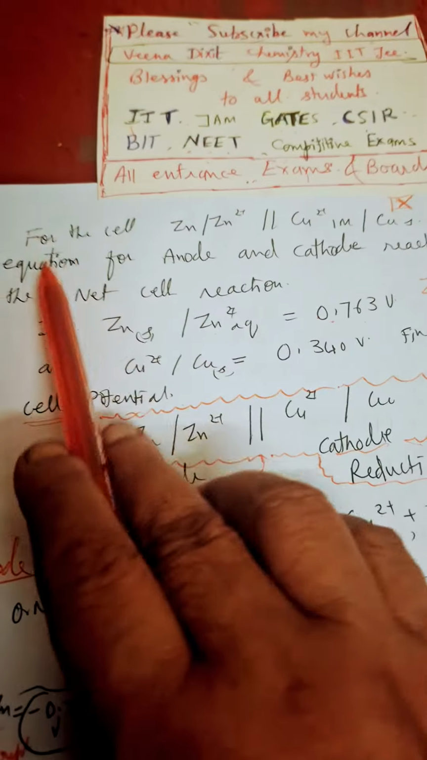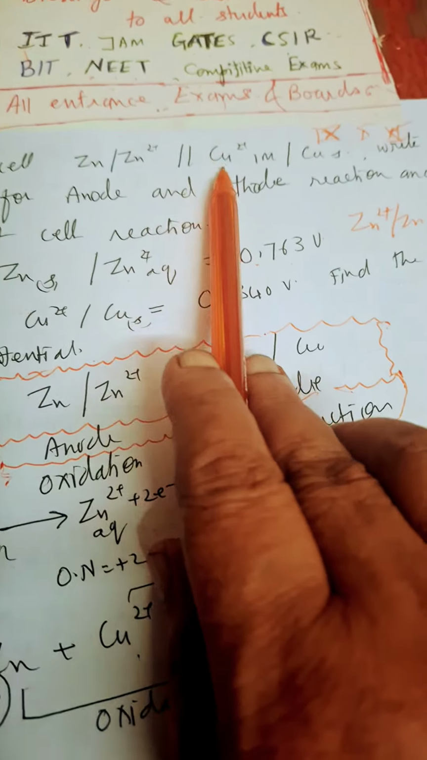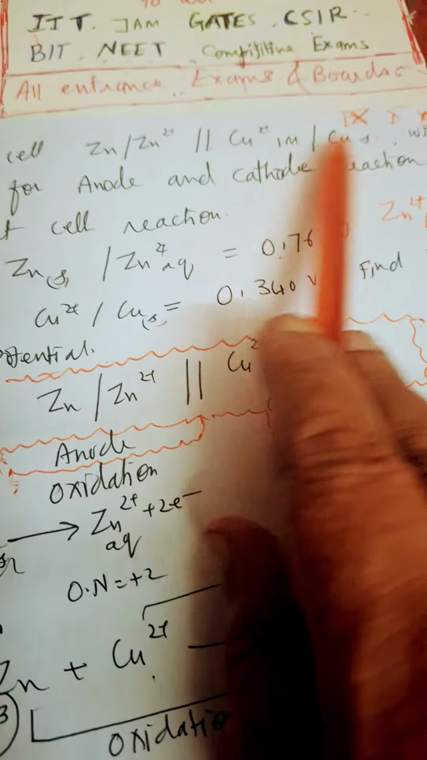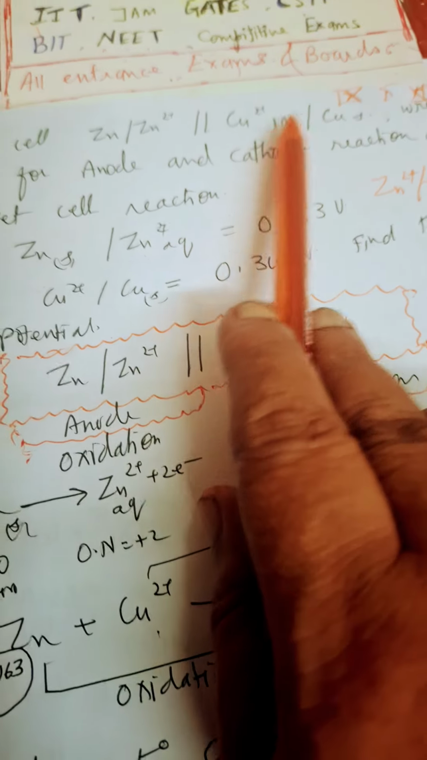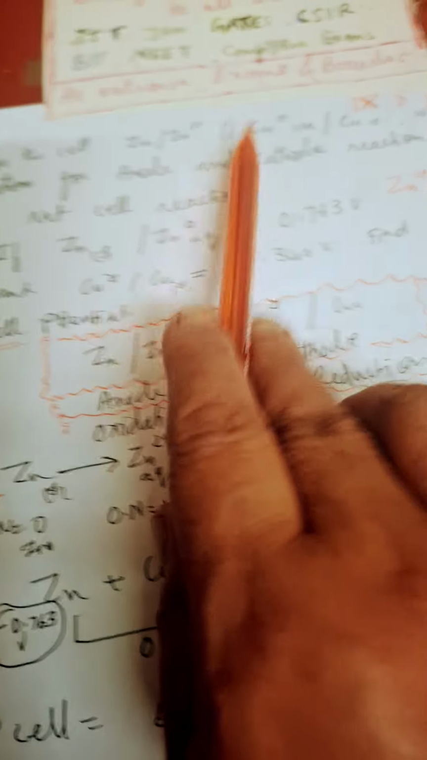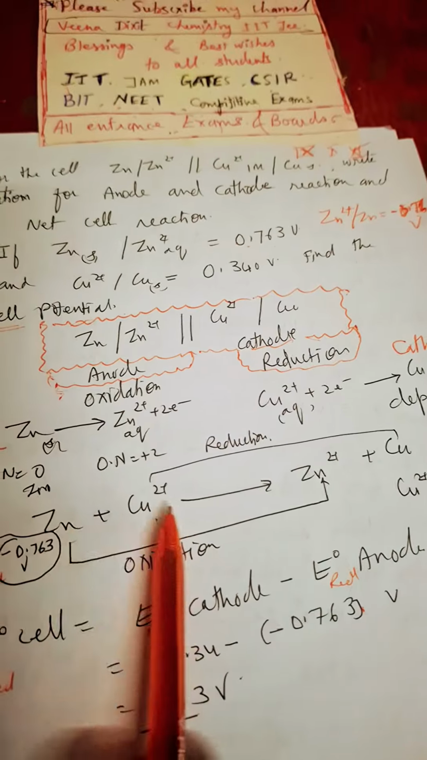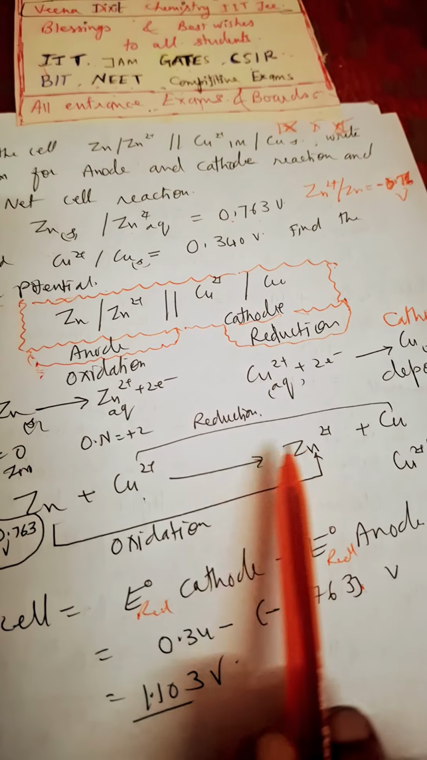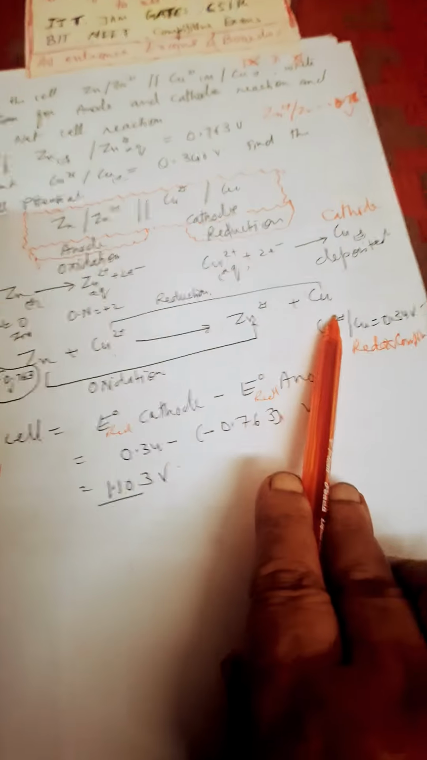We are discussing electrochemistry basics for class 9, 10, 11, 12. Very important. For the cell Zn | Zn2+ || Cu2+ | Cu, with 1 M concentration, what does it mean? It means Zn is oxidized to Zn2+ and Cu2+ is reduced to Cu.